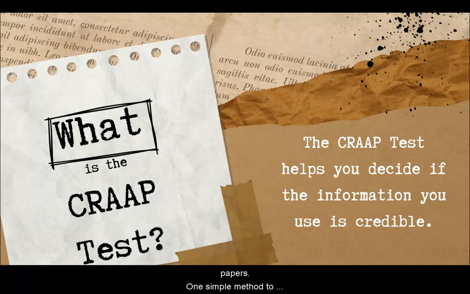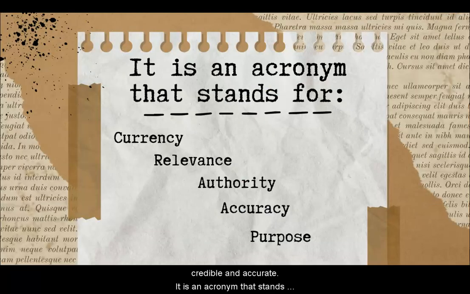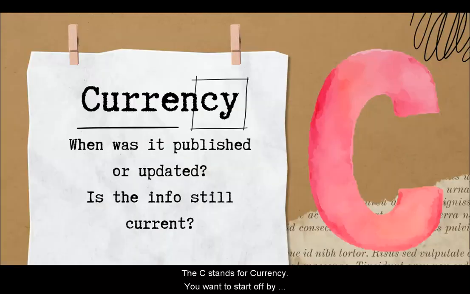One simple method to evaluate sources is the CRAAP test. The CRAAP test helps you to decide if your information is credible and accurate. It is an acronym that stands for currency, relevancy, authority, accuracy, and purpose. So let's break down what each one means.